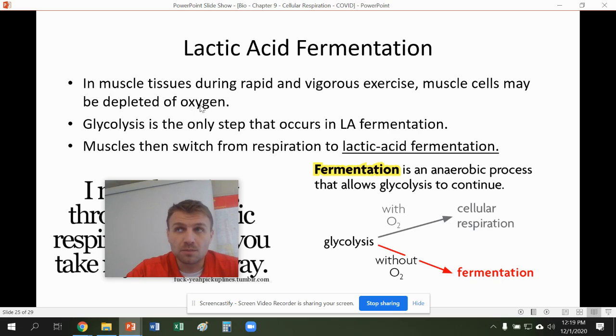So with no oxygen, your body can't go through prep step, Krebs cycle, and the electron transport chain. Because remember, glycolysis is anaerobic. It doesn't need oxygen. So your body still will go through glycolysis, but if you remember, there's not a lot of ATP produced per glucose molecule in glycolysis. So your body switches to something that is called lactic acid fermentation. So after glycolysis, it will not go into the prep step, Krebs cycle, and electron transport chain. After glycolysis, it will go into lactic acid fermentation.